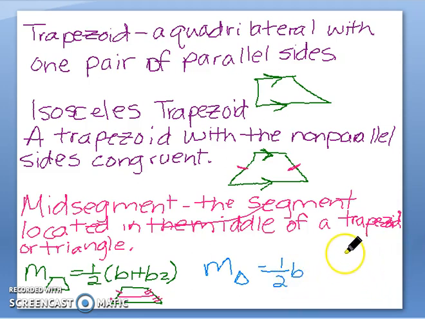So in my triangle, my mid-segment would be right through the middle. And again, this side would be split into two equal pieces, and this side would be split into two equal pieces.